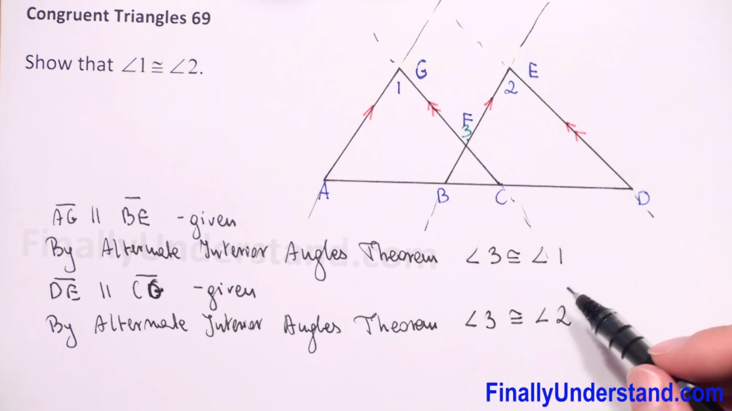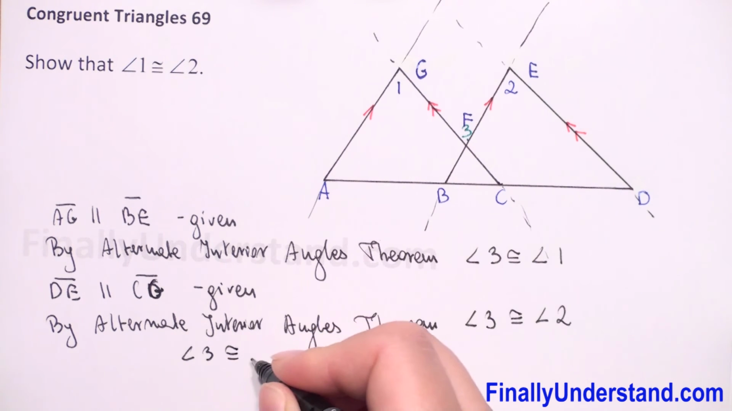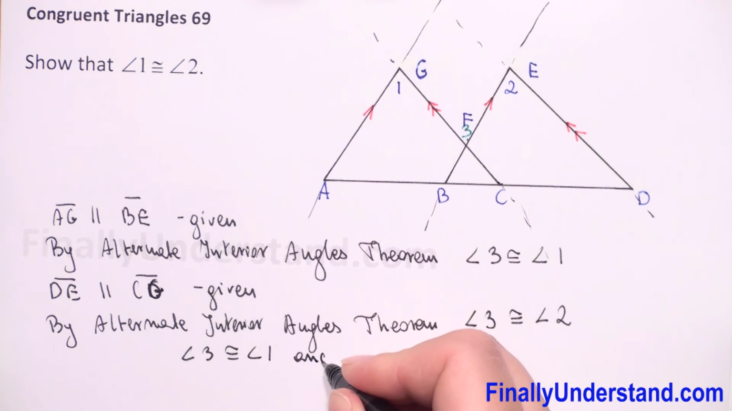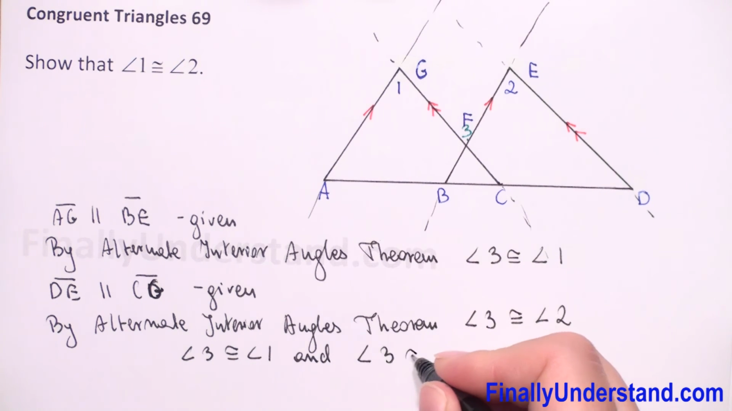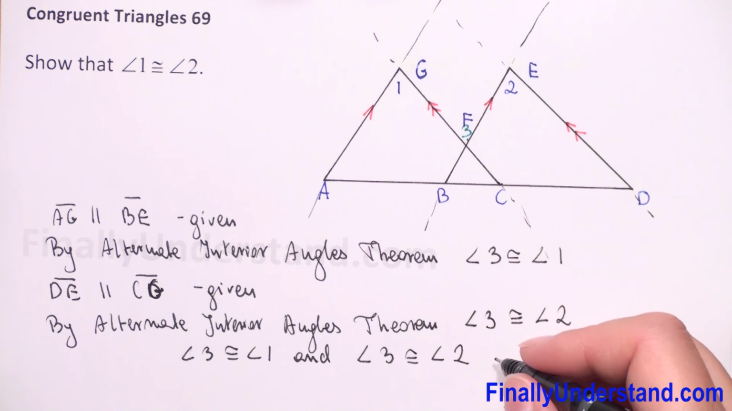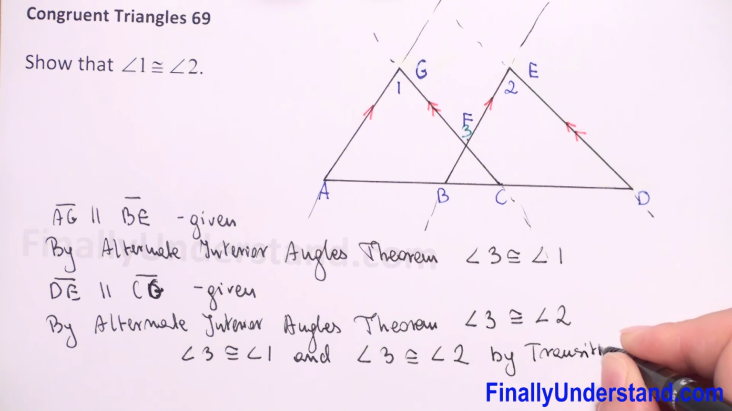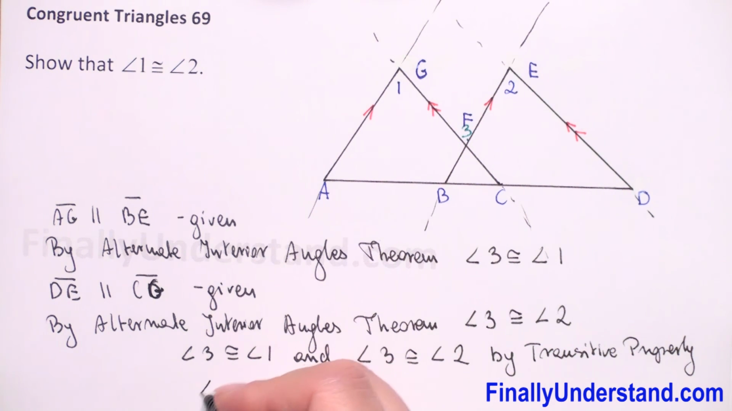So we have that angle 3 is congruent to angle 1 and angle 3 is congruent to angle 2. So now by transitive property, we have that angle 1 is congruent to angle 2. This is my solution.